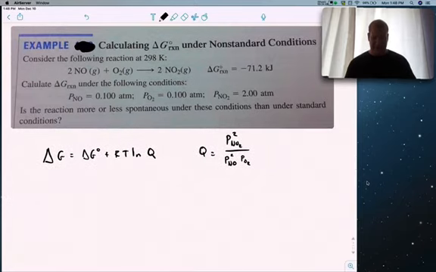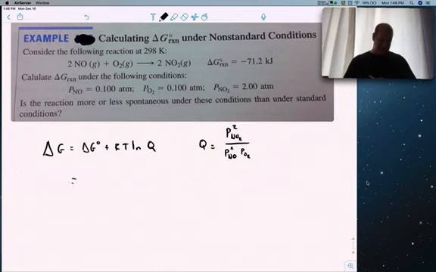Okay, so let's calculate delta G under non-standard conditions. So we have this equation, 2NO plus O2 makes 2NO2. The standard Gibbs is given at negative 71.2 kilojoules. What is the change in Gibbs free energy for the reaction under these conditions? And so we have to look at the Q. The Q is going to be the pressure of NO2 squared divided by the pressure of NO squared times the pressure of O2.